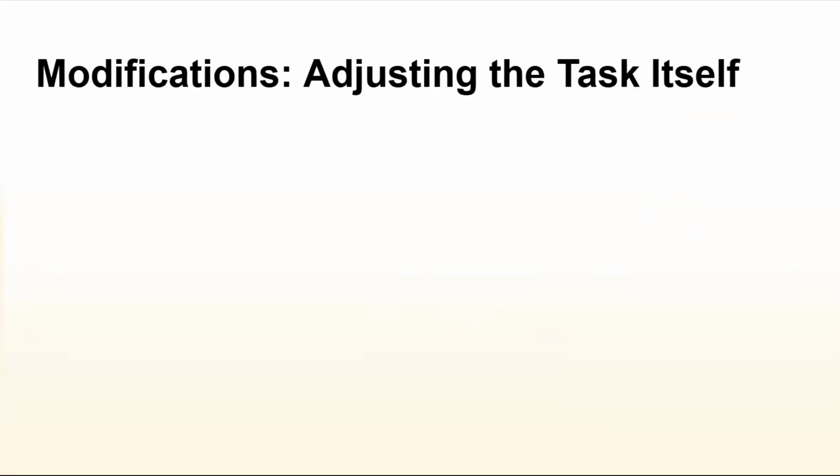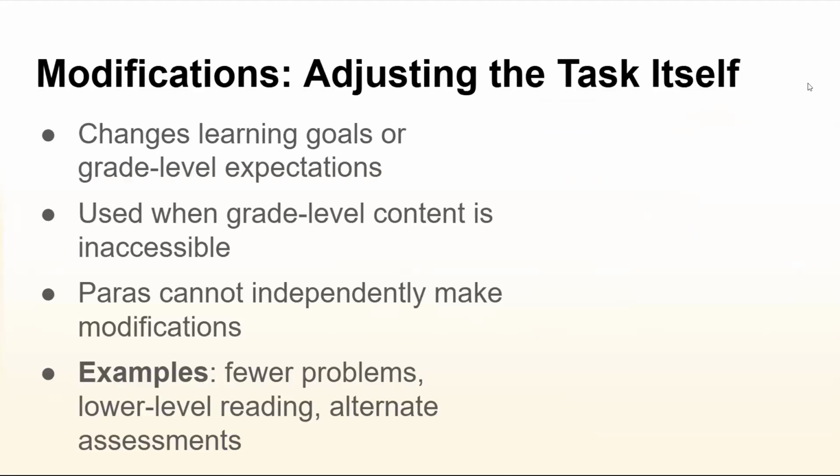Modifications is going to be adjusting the task itself. So changing learning goals or grade level expectations. This might be used when grade level content is inaccessible for a student, but you as the parent should not be independently making those modifications or making those decisions. That's something that the IEP team should be deciding on. Some examples of this might be fewer problems. So if everybody else is doing 30 problems for fact fluency, this student might be doing 10.